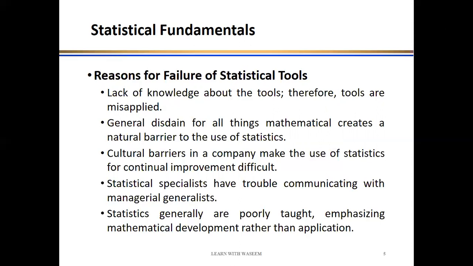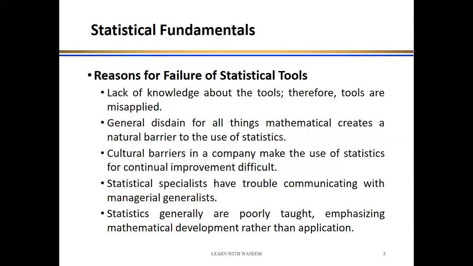The second one is general disdain for all things mathematical, which creates a natural barrier to the use of statistics. Cultural barrier is another main reason within a company that makes the use of statistics for continual improvement difficult. Another one can be that statistical specialists have trouble communicating their statistical thinking and ideas with managerial generalists. Statistics generally are poorly taught by the trainers, or they emphasize mathematical development rather than application. They just tell them how to mathematically solve the particular problem, but they don't teach their trainees how to implement those particular solutions to the problem.